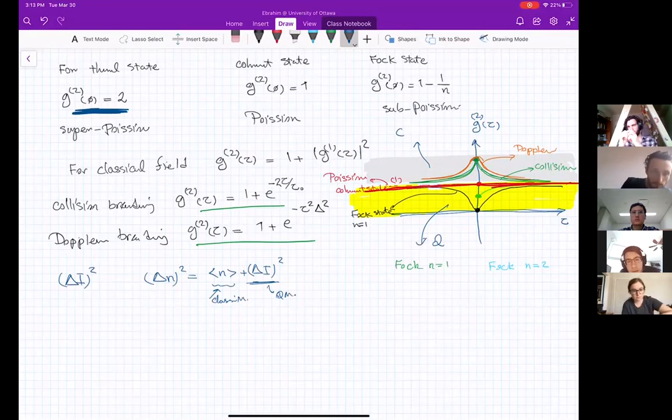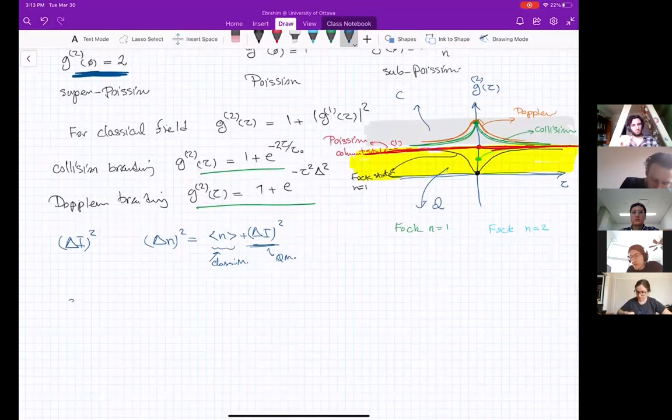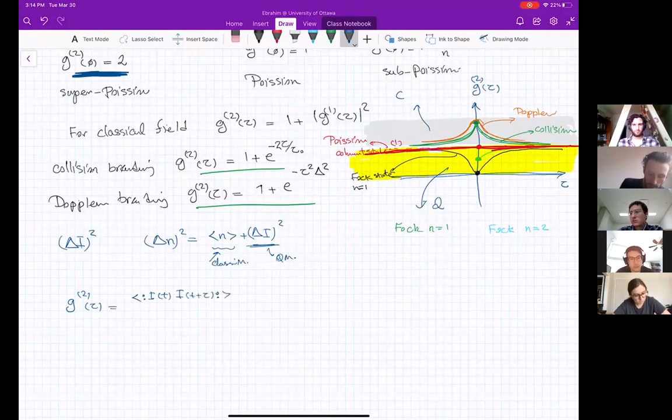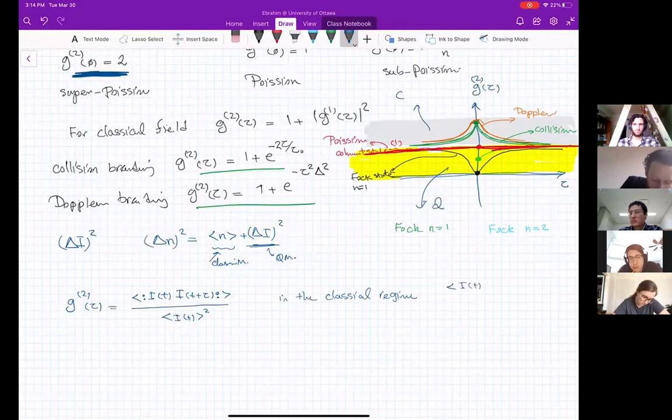Okay. So now let's look at the G2 function. Again, G2 of tau, which we had as the normal order of intensity at t times intensity at t plus tau, normal ordered in the quantum regime, divided by intensity of t to the power of 2. All right, do you remember this? Yep. Okay, so in the classical regime, you have the same quantity, but we don't care about the operators now. And that is the relation that we have.